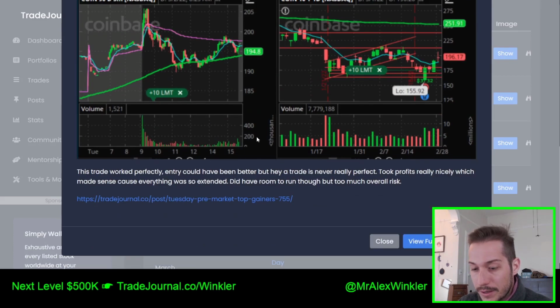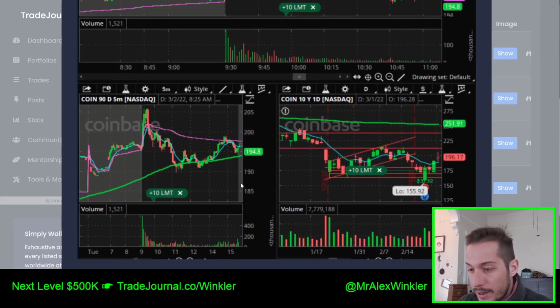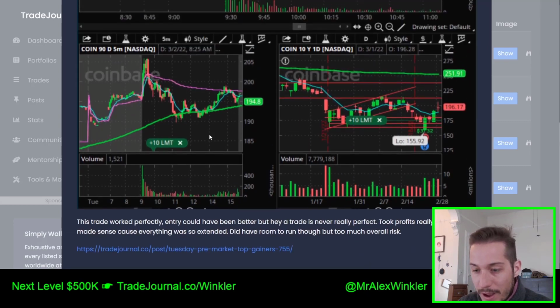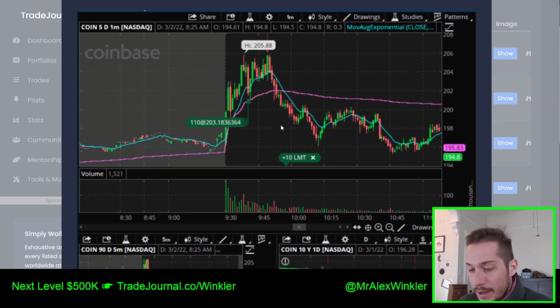So let's actually scroll down. Trade worked perfectly, yada yada. What you can see on the 5 minute is we have a nice breakout here. It looks like a little bit of a flat top breakout in this area and a big VWAP and 9 EMA breakout on the 5 minute. And that's when this ticker really gets interesting.